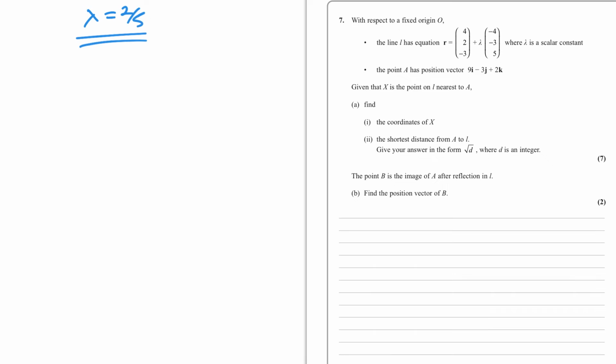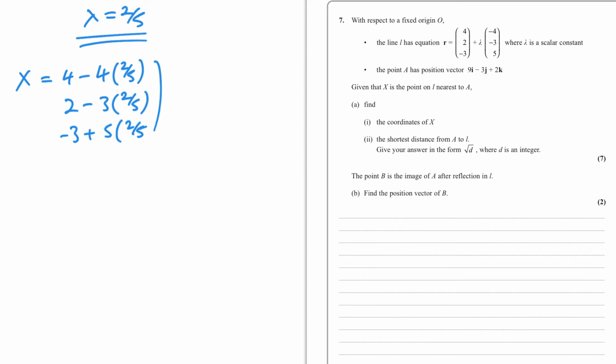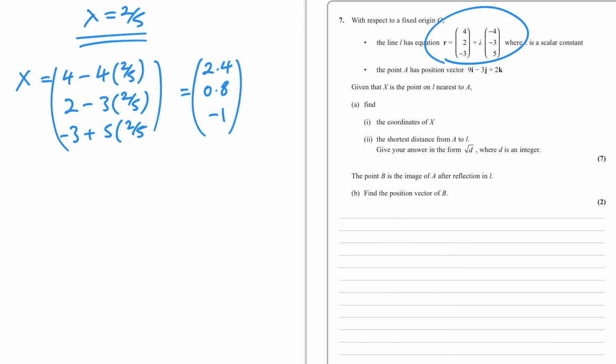That means the position vector OX, or the coordinate of X, is going to be 4 minus 4 lots of that 2/5, 2 minus 3 lots of 2/5, and minus 3 plus 5 lots of 2/5 there. And that is obviously just straight in R. So this gives me, and I'm going to put this one in decimals. I don't normally, but it just seems to be a little bit easier in this case. So that is the coordinates of X.